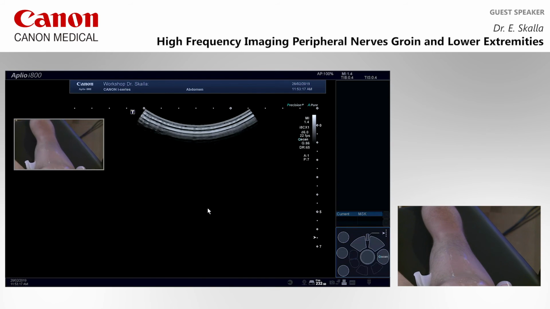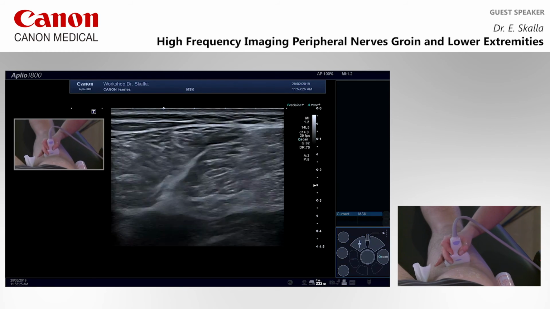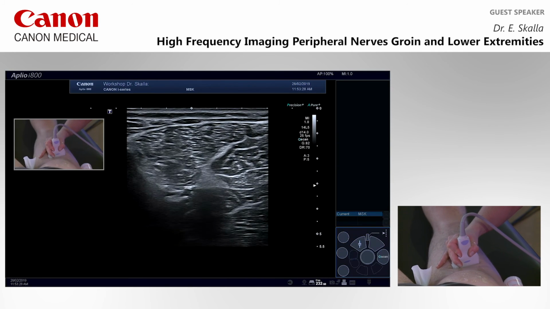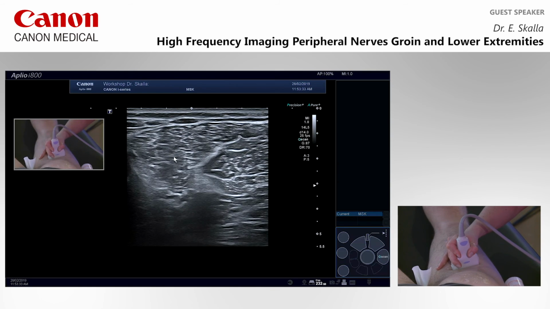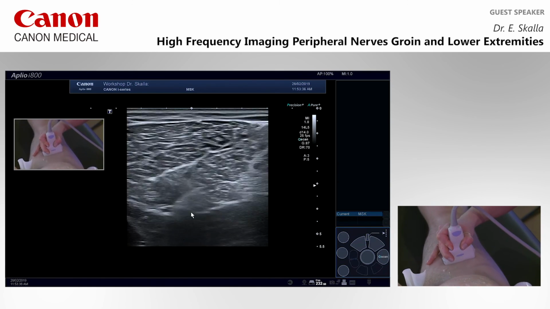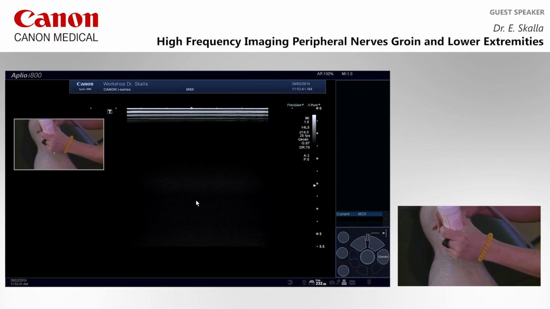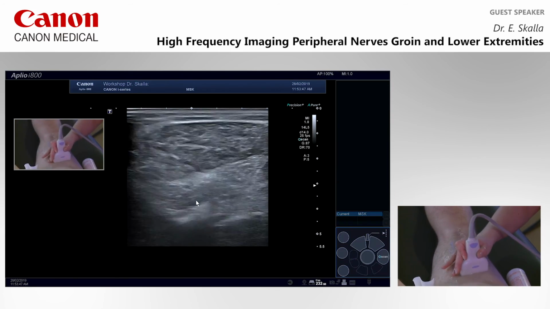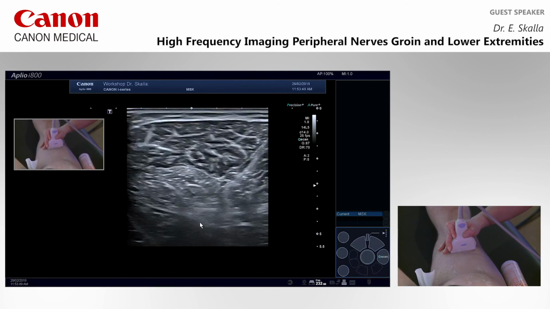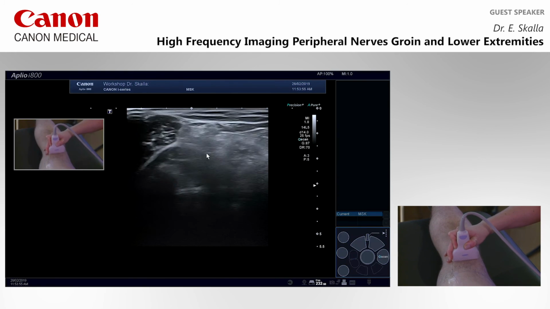I will want to change to the 14 megahertz probe. It's easier to see with a higher frequency. So here, this huge nerve, long head of biceps muscle, adductor magnus, and here the nerve. We're coming in the near of the popliteal fossa. And this is already here's the bifurcation.